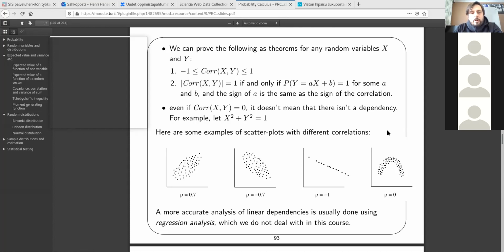So even if the correlation of x and y is 0, it doesn't mean that there isn't a dependency. For example, we have two random variables x and y, such that x squared plus y squared is equal to 1. We can show that this is the circle example. If we have different kinds of correlations and we gather data of x and y, then I'll annotate this a little bit.